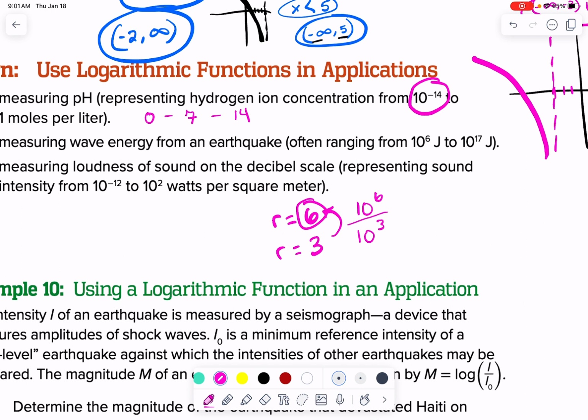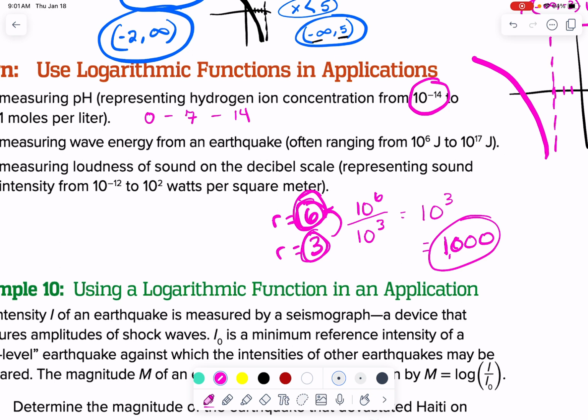So if I divide those, 10 to the 6th divided by 10 to the 3rd is 10 to the 3rd. It is 1 with 3 zeros. It is 1,000 times more intense for a Richter scale of a 6 than a Richter scale of a 3. That's how that works. It's not like this is double this one. It's 1,000 times worse, okay?